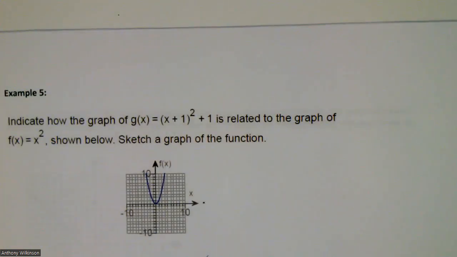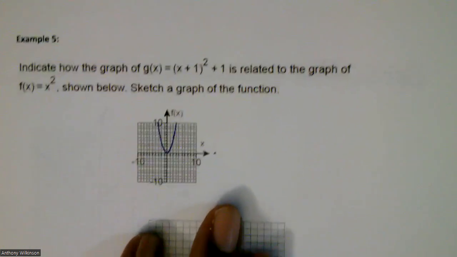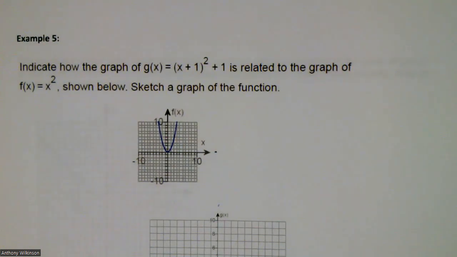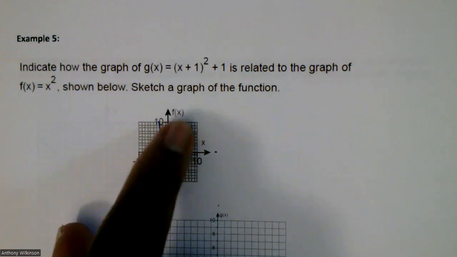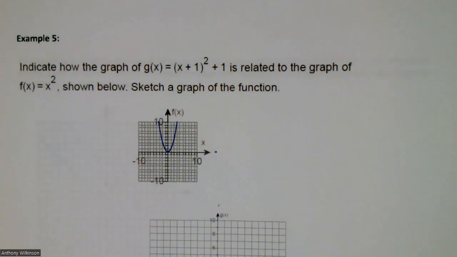Okay. All right, here's another example. Let's say I want to indicate how the graph of g of x is equal to x plus 1 quantity squared plus 1 is related to the graph of f of x is equal to x squared, shown below. And then sketch the graph of that function. So here's what the graph of f of x is equal to x squared looks like.